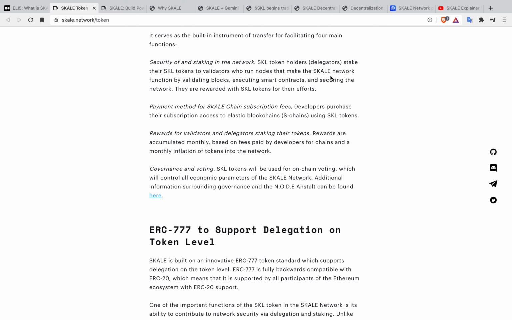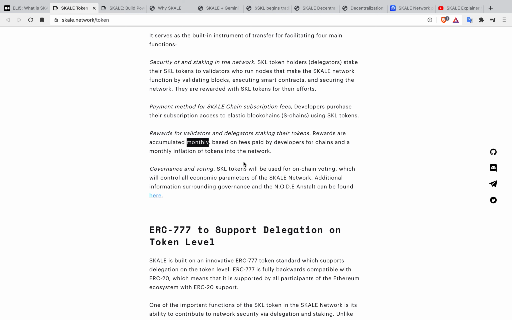And SKALE is obviously trying to be as scalable as can be. They're trying to revolutionize what it means to be a scalable project. So, rewards are very important. Rewards for validators and delegators staking their tokens are accumulated monthly, based on fees paid by the developer for the chains and a monthly inflation of tokens into the network.